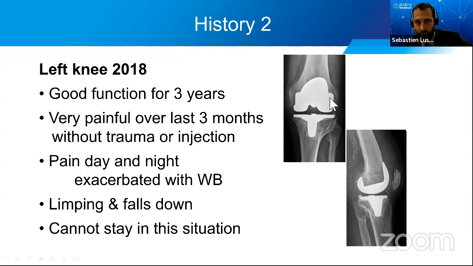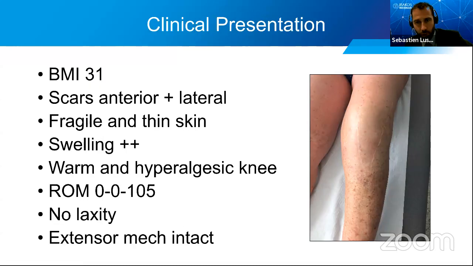You can see the X-ray here. So his BMI is okay. Remember, he has a history of HTO, so he has 2 scars, one anterior, one lateral. The skin here is very fragile and thin. He's got swelling. The knee is warm and hyperalgesic. Range of motion is not too bad, 105 degrees of flexion. It's got no laxity, and the extensor mechanism is okay.